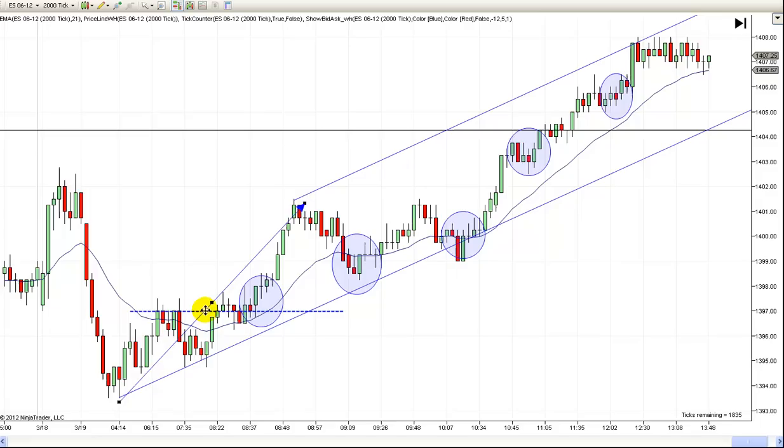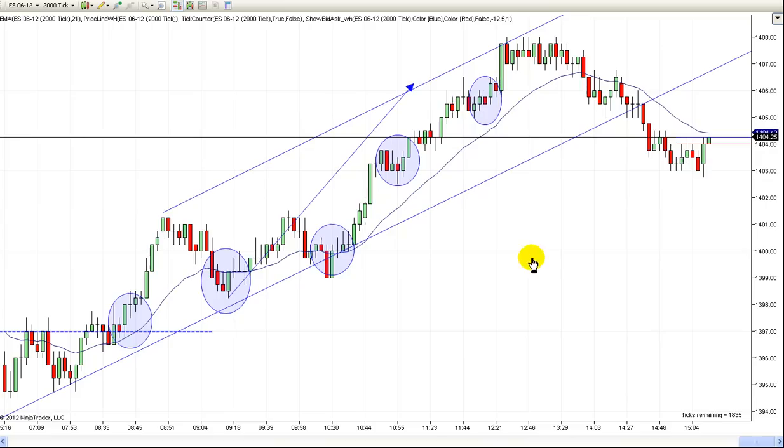Let me just show you this again. There's your first leg, from there to there. That's close enough. And here's your two-legged pullback in the middle. You place that right there, and you can see that is exactly to the tick where that trend stalled, and we were finally able to break higher, but it was all a trap.